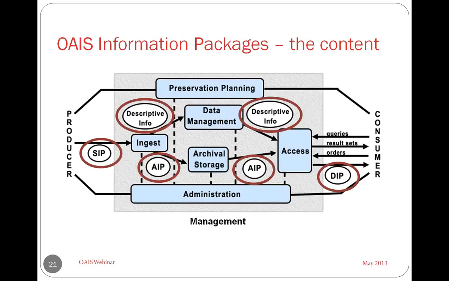Now, this diagram shows where the three information packages are involved in the process. To help you relate the information packages to the actors, producers submit SIPs, management stores and manages AIPs, and finally, consumers receive DIPs. Now, a really easy way to remember the three types is to use the mnemonic SAD: SIP, AIP, and DIP. Because think about it this way. You would be really sad if you couldn't remember the order of information packages.